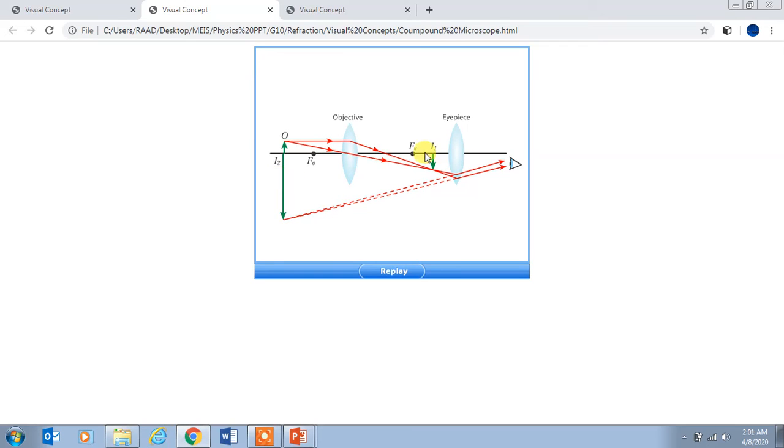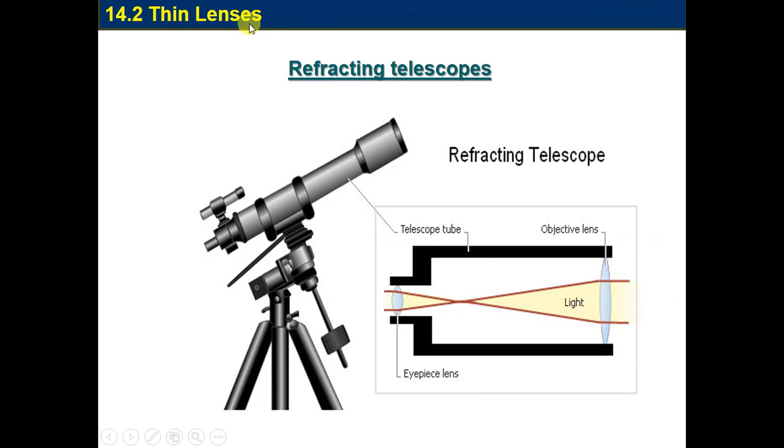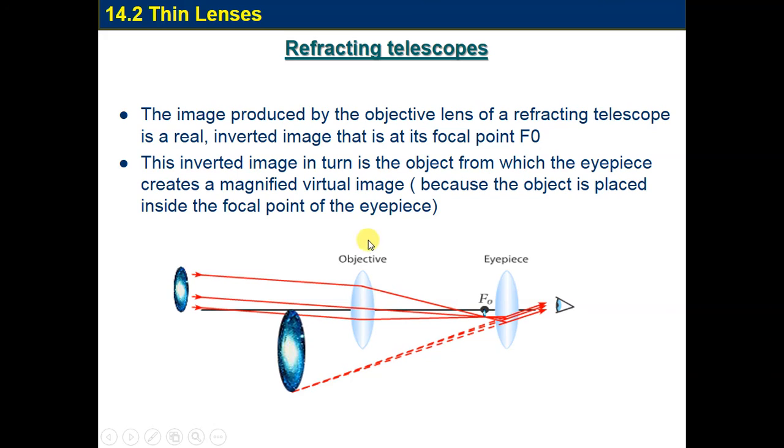We don't see I1, which is produced inside the microscope. So this is everything about microscope. Still we have refracting telescope, the same concept. Why do we use a telescope? We use the telescope to see very distant objects, such as stars, anything in space.